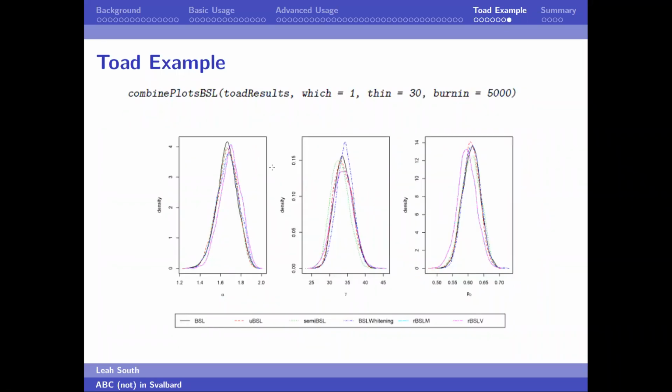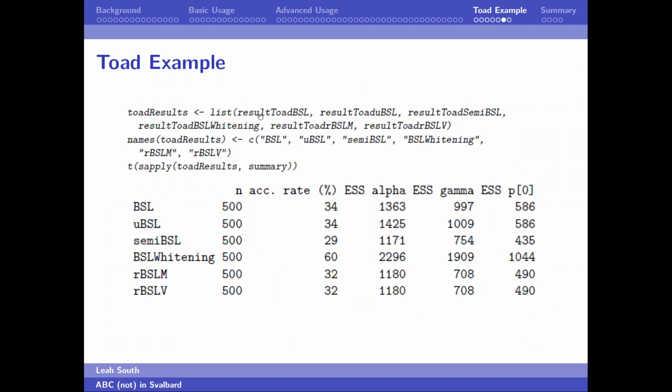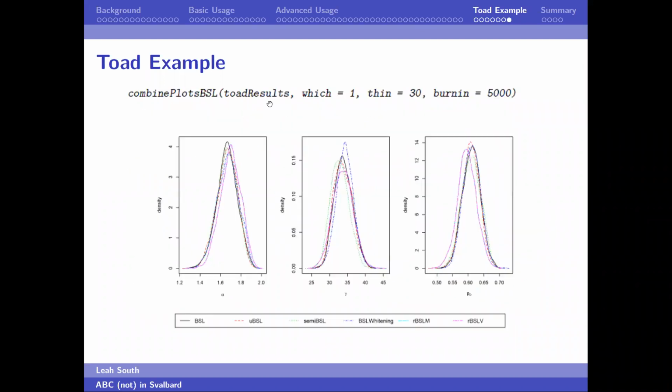And then you can combine all of your results. So this is just putting all of our results into a list. And then when you plot that, you can see that we've got the marginal densities here.